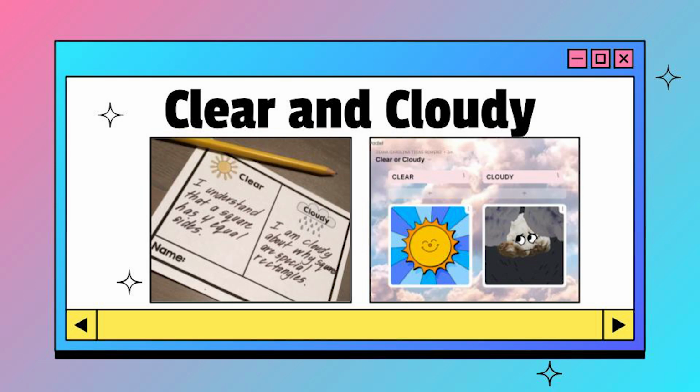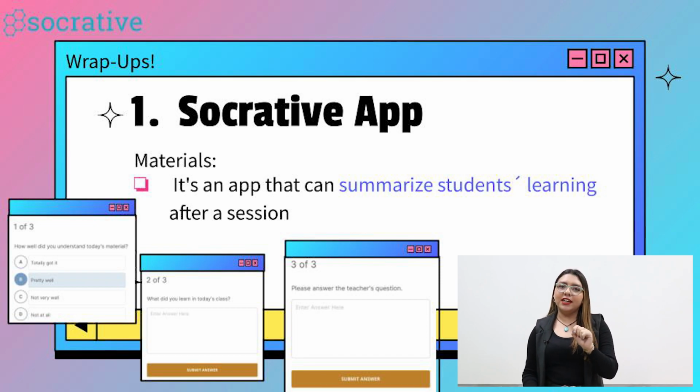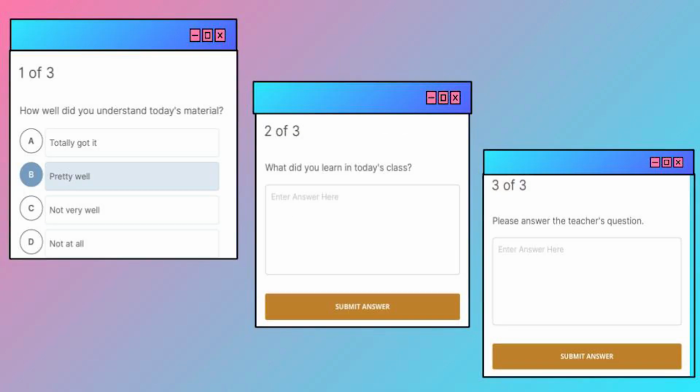On the right side, students write what is unclear for them or if they have doubts about the topic. Here we have a type of flashcard that they can post on the whiteboard and a Padlet wall for them to write. Also, you can use Socrates app that can summarize a student's learning after a session.